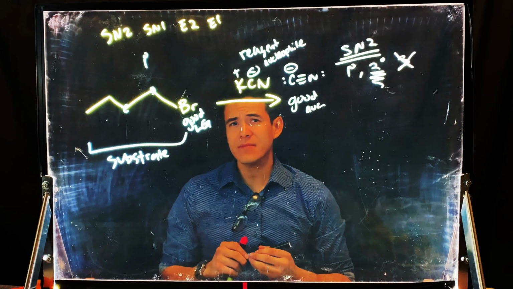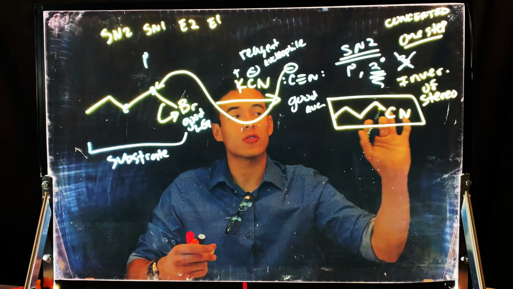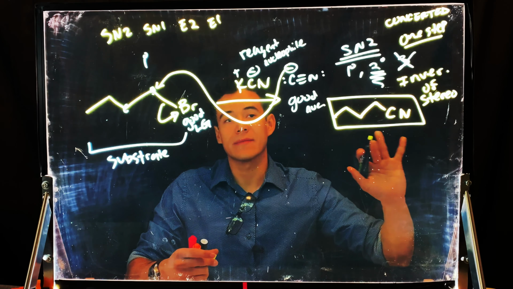We also get inversion of the stereochemistry. If I have a group that's coming out of the board, our final answer is going to be our new nucleophile that has substituted the leaving group going away. Okay, so if this is coming out of the board, then this is going into the board. All right, so that's SN2 in a nutshell.